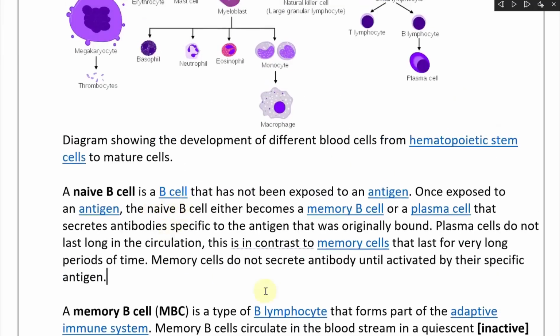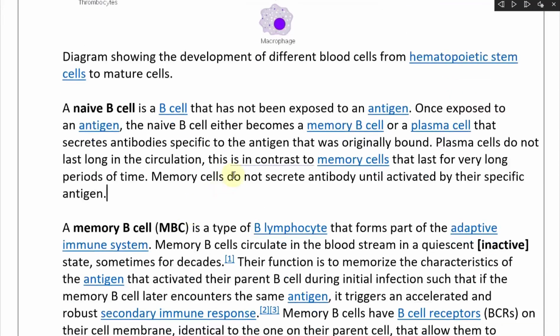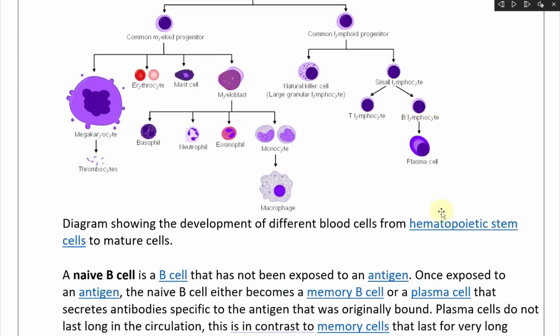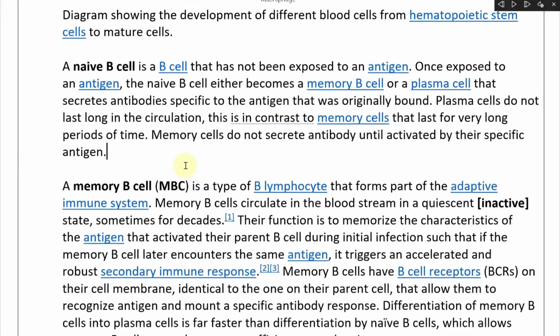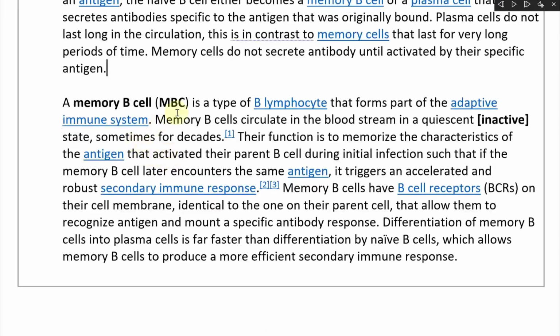Very interesting. So basically, these memory cells circulate around for a long time, and then once activated by the antigen, it gets presented again. It turns to the plasma cell, and then fires off antibodies at it, and doesn't last too long. That's very, very interesting. So a memory B cell, or MBC, is a type of B lymphocyte that forms part of the adaptive immune system. Memory B cells circulate in the bloodstream in a quiescent, or inactive, let's see the pronunciation. Quiescent. Yeah, quiescent or inactive state, sometimes for decades.